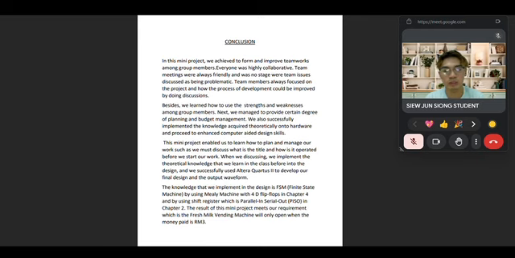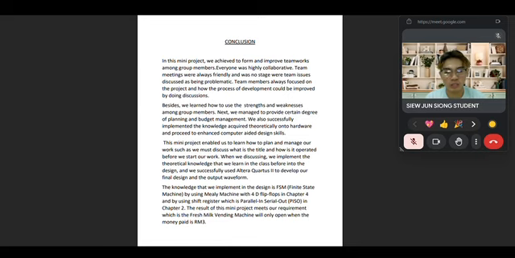This mini project enabled us to learn how to plan and manage our work, such as we must discuss what is the title and how it is operated before we start our work. When we discuss this, we implement the theoretical knowledge that we learned in class into the design, and we successfully use Altera Quartus II to develop our final design and the output waveform.